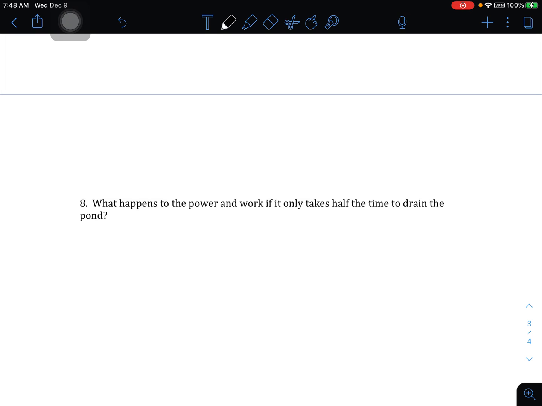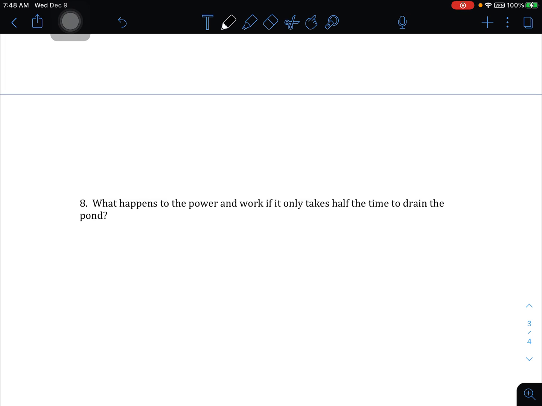During yesterday's little lesson, we talked about work and power and how time relates to those two things. So this problem number 8 says, what happens to the power and the work if it only takes half the time to drain the pond? So I want you to think about that and see if you can come up with the right answer.